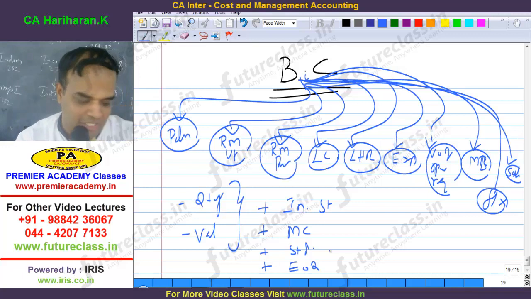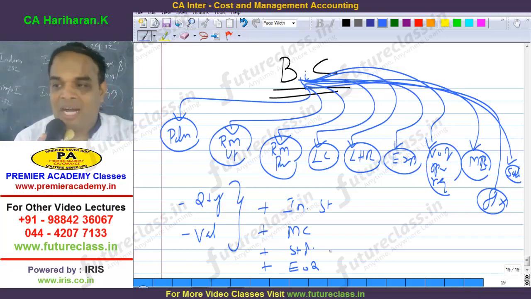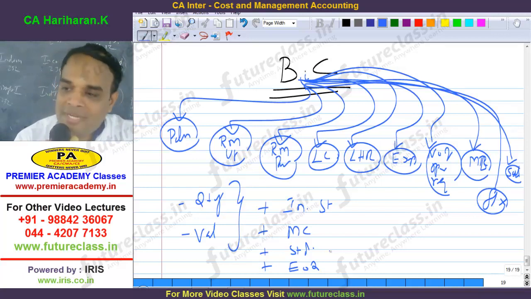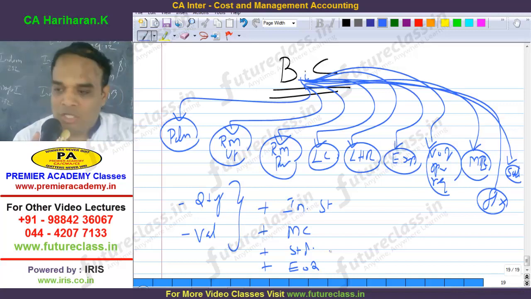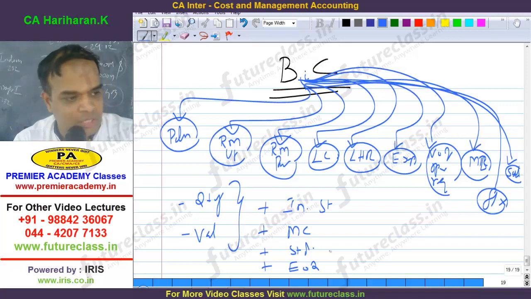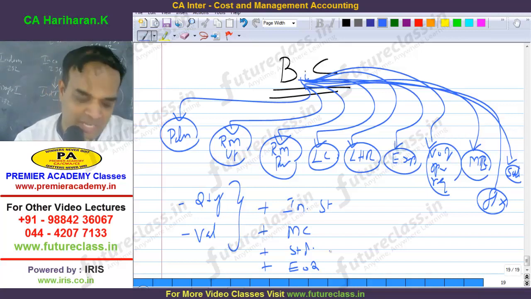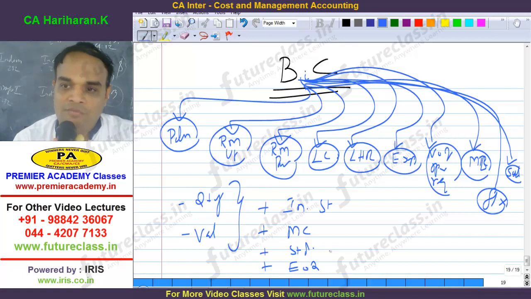Raw material usage, raw material purchase, labor cost, labor hour requirement, expenditure, number of operators requirement, nothing but human resource, how many operators you need, master budget, flexible budget, sales budget, in terms of quantity, in terms of value, combination of all, with the income statement, with the marginal costing, with the standard costing, with the EOQ. That's all. Note it down.